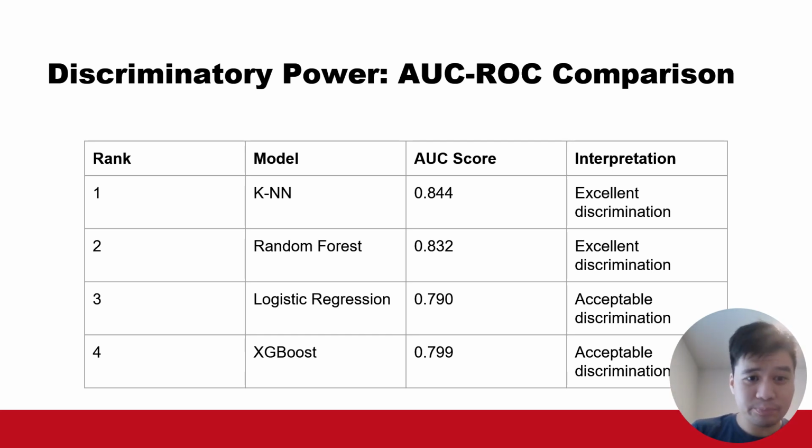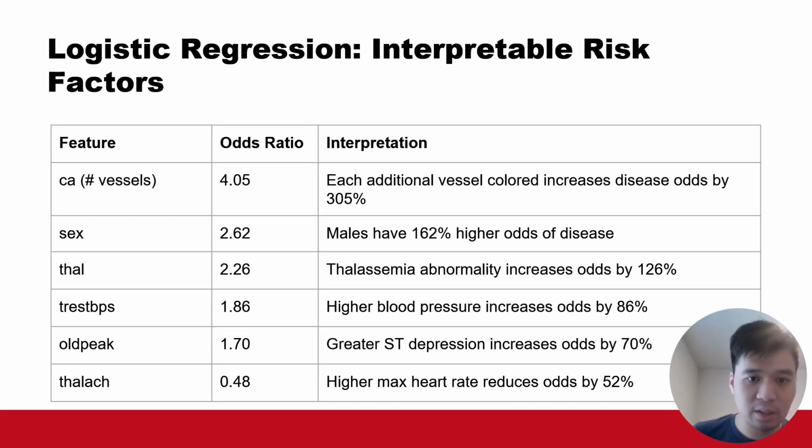Now, while KNN gives us the best predictions, there's tremendous value in understanding why predictions are made. Now, that's where logistic regression provides unique insights. We're going to go into the odds ratio of our logistic regression model that we used earlier.